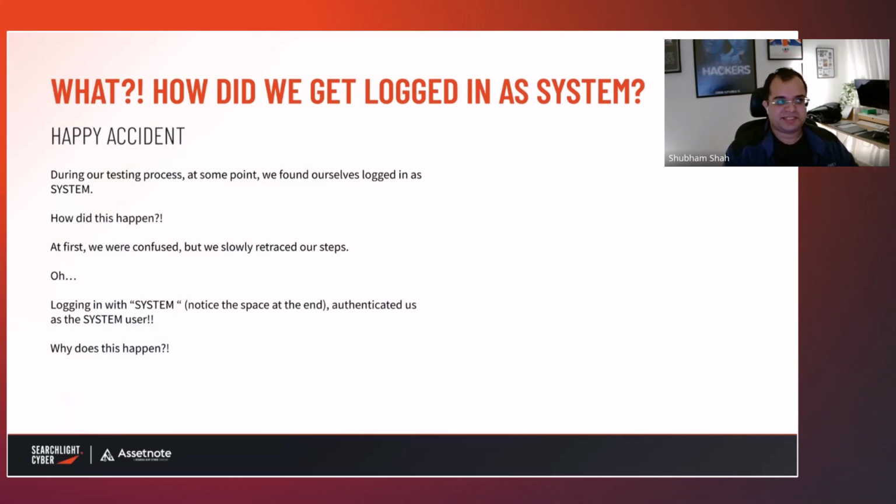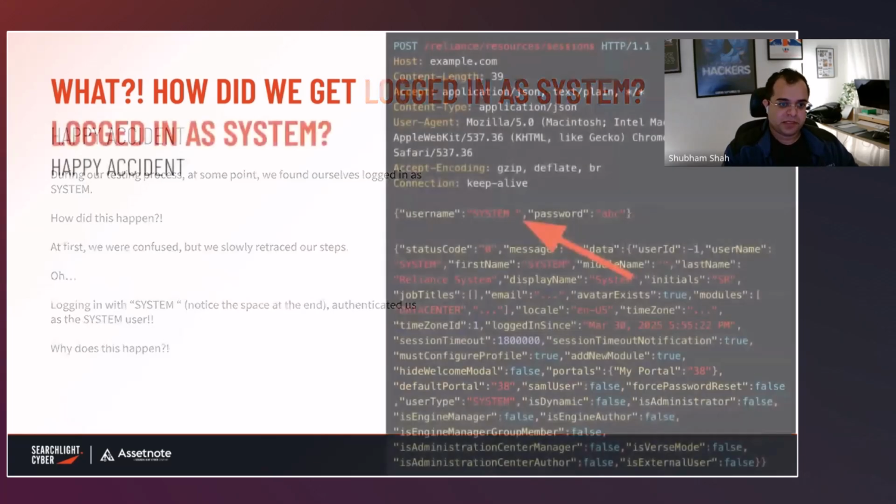We tried to retrace our steps and we were like, whoa, this is pretty crazy because this leads to RCE. How did this happen? And we found out that we actually were able to log into the system user by logging in with system with a space at the end. It's quite surprising that the space led us right through and authenticated us as the system user. But why does this really happen? And this is where the investigation really starts for this vulnerability.